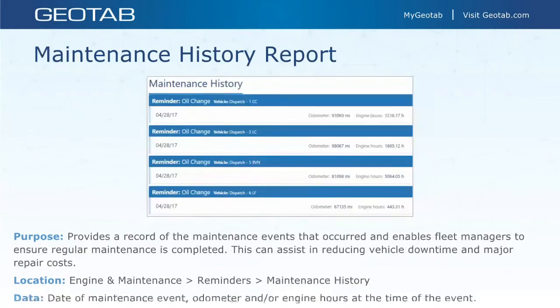The third report that falls under maintenance is the maintenance history report. And this is going to show you the maintenance that has been done on the vehicle. So it gives you a record, the date, the odometer, the engine hours, and that can be used to view past maintenance and see what's been done historically.